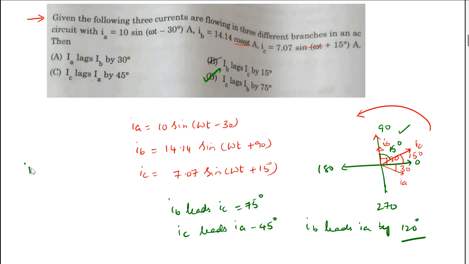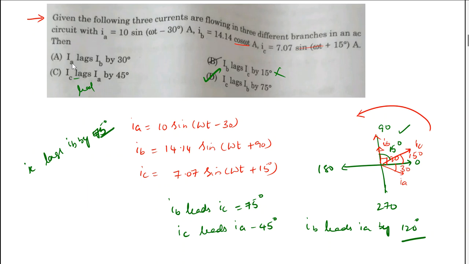So IC lags IB by 75 degrees here. So check the options also. The next option is IC lags IA by 45 degrees. No, IC leads here. So if there is a lead here, then this option is also wrong. Next one, IB lags IC. So IB is leading the IC value, right? So this is also a wrong option.